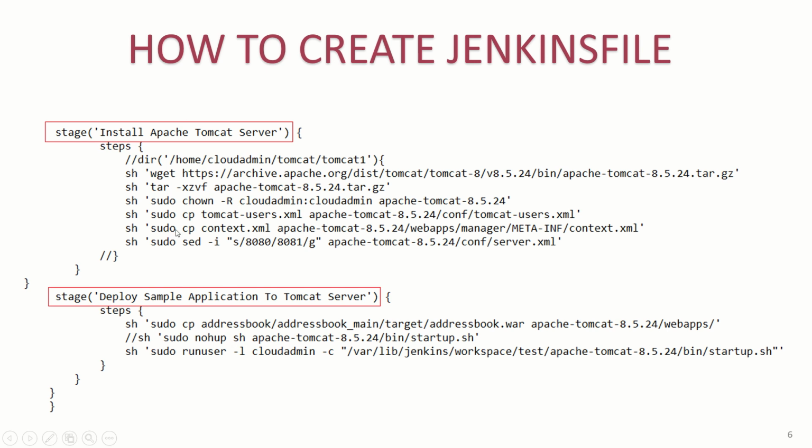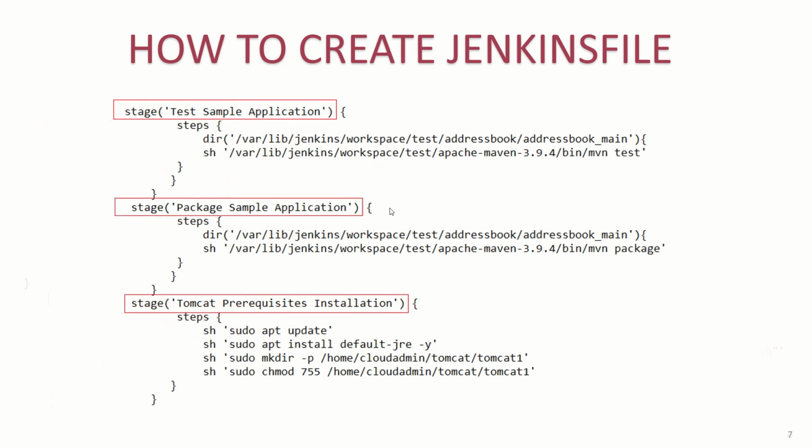And once Tomcat gets installed, then we'll deploy the sample application to Tomcat server, which is basically the war file that will get generated. We'll copy that war file to the webapps directory of Tomcat binaries. And once that is done, then we'll restart the Tomcat server in order to make the changes reflect. Okay, so these all commands we'll use.